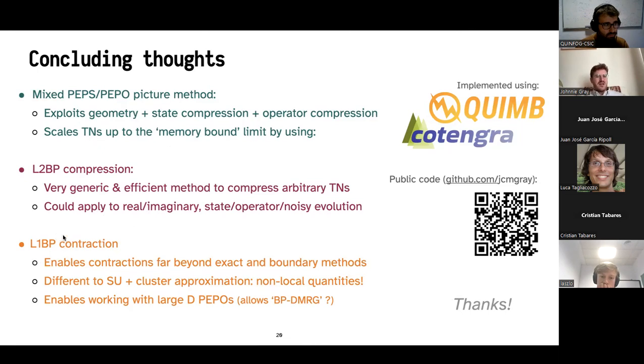And then the more unusual thing is this L1 BP contraction, which we showed enables performing some contractions which would be way, way beyond what you could do exactly or using the standard approximate boundary methods. And it gives you something slightly beyond what simple update and cluster approximation can do. In particular, you can access non-local quantities like these high-weight observables, although it's not going to be perfect for everything. And in particular, it enables working with large D PEPOs.